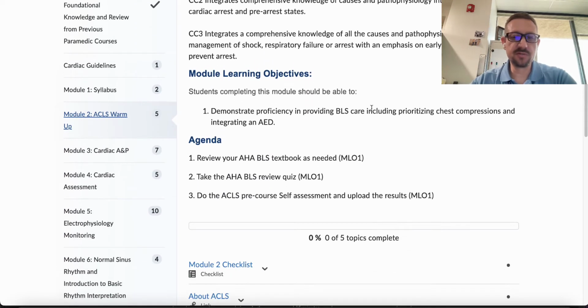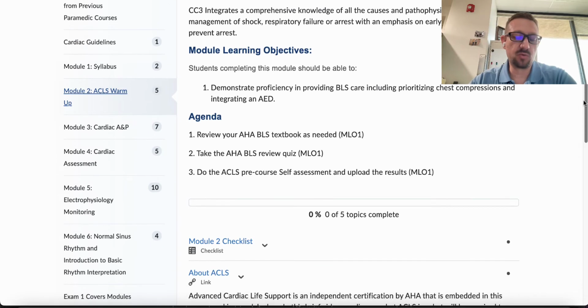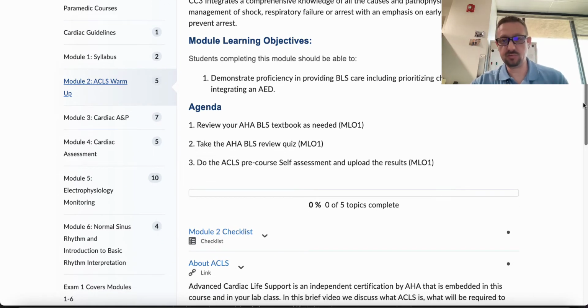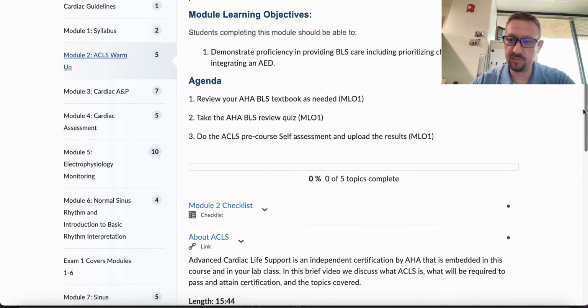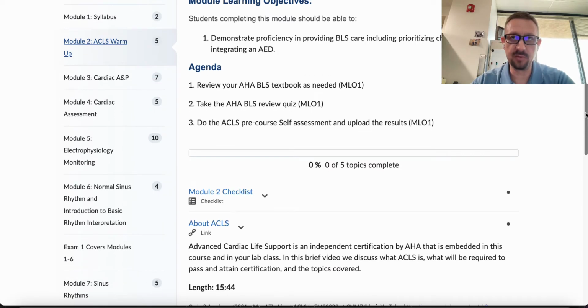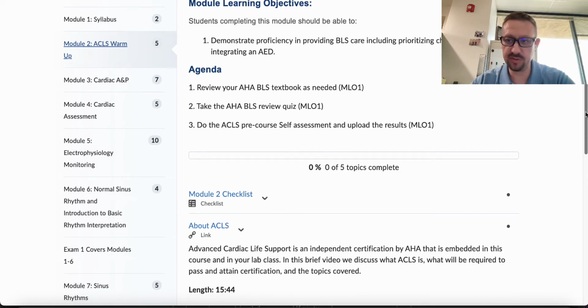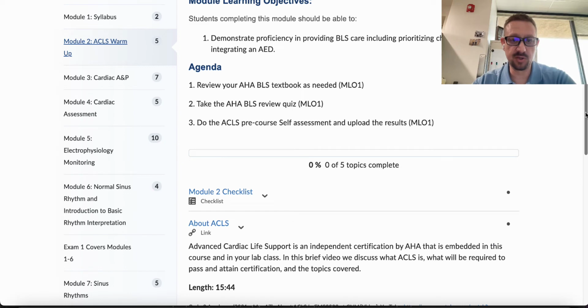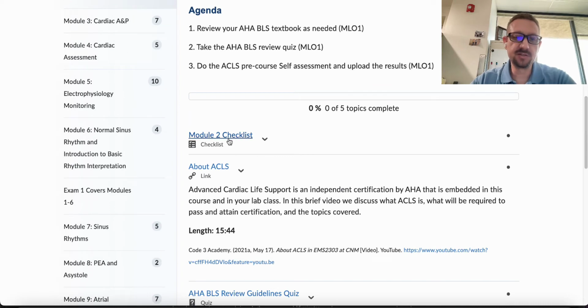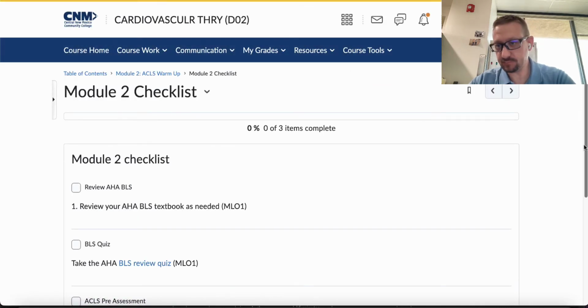So module learning objectives here, we want to demonstrate proficiency in doing these things. You'll find that ACLS incorporates BLS, of which you recently got recertified from your last term lab for Paramedic Lab 1, which was where we did trauma. You did a BLS course there. So it should be pretty fresh to you on the BLS side of things, and hopefully we're only adding the ACLS stuff to you.